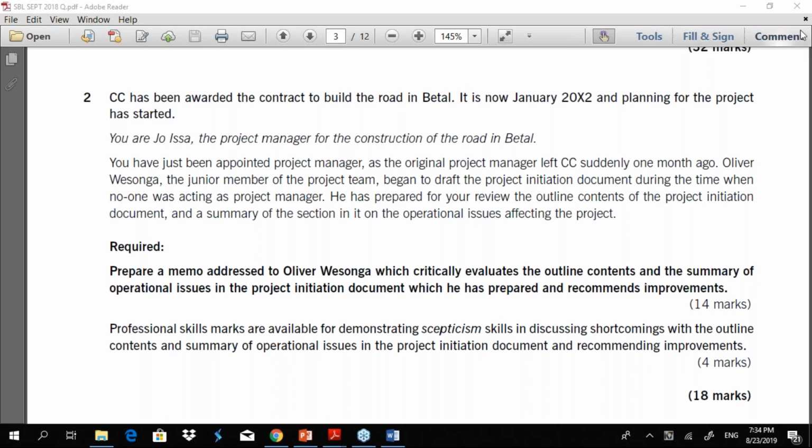Right, what is a project initiation document? This is directly from your technical content, so you must know what it is for you to answer this question. If you don't know what a PID is, then it will be a bit difficult for you to answer. So what is a project initiation document?